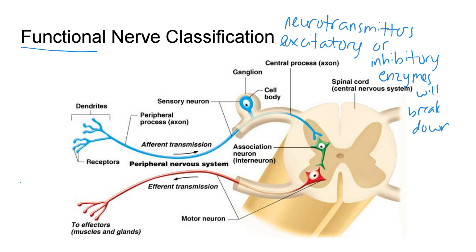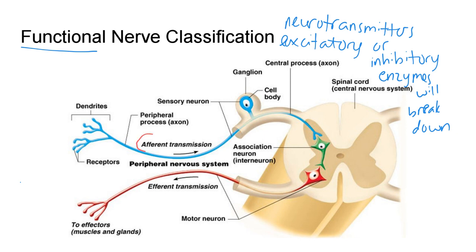That's why we don't have, hopefully, ideally, spastic muscle contractions when you tell a muscle to contract, because the enzymes will come in and break that acetylcholine down so it doesn't keep sending the signal. So neurotransmitters, either excitatory or inhibitory, regardless of type, enzymes will come break them down so that stimulus isn't happening permanently. So, some functional nerve classifications. They're functional, what they do.